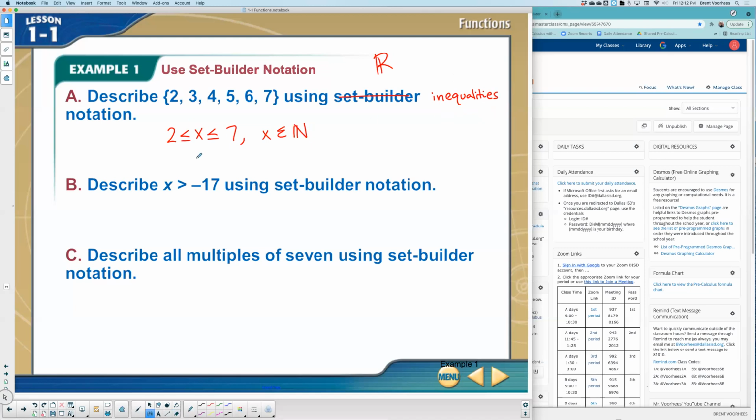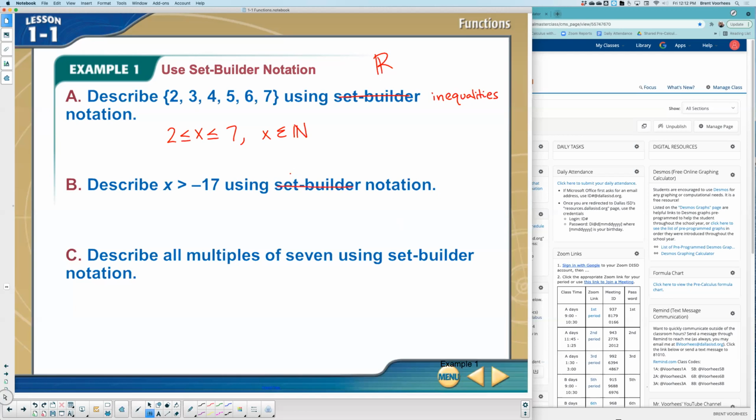Since I have multiple, I'm not using just a straight up equal sign. I'm using less thans and greater than symbols. Okay, so that's part A. Now on part B, they give me an inequality, and this time I'm going to write it in what we call interval notation.